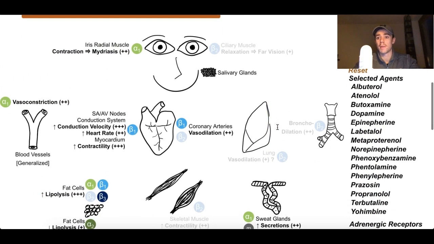But basically the main concept I want you guys to take away from this is, when the sympathetic nervous system is acting, what effect is it having on these different organs?